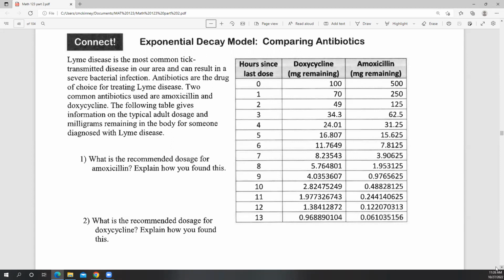500 milligrams. Why would you think it's 500 milligrams? Because that's at 0 hours. That's how much they're taking at the beginning. Exactly. So that's how much they take at the beginning, 500. And then the recommended dosage for doxycycline, 100 milligrams. Again, that's our initial amount.